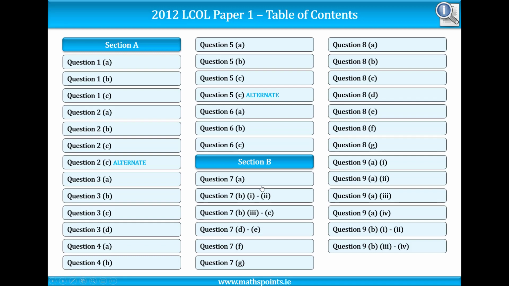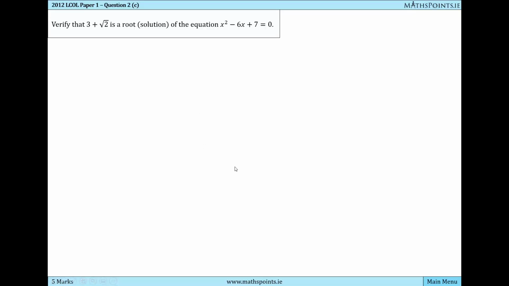So let's take a look at an algebra question from the Leaving Cert Ordinary Level 2012 Paper 1. We're going to look at two solutions for this question. So the question says, verify that 3 plus root 2 is a root or a solution of this quadratic equation, x squared minus 6x plus 7 equals 0.